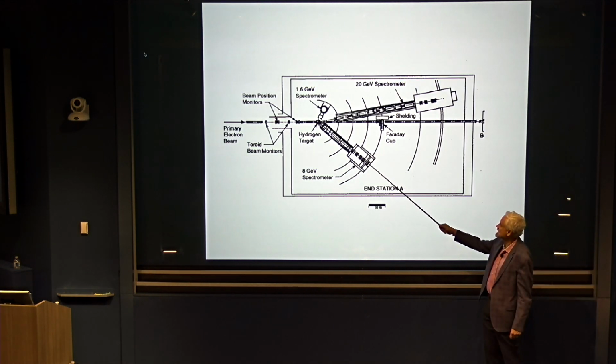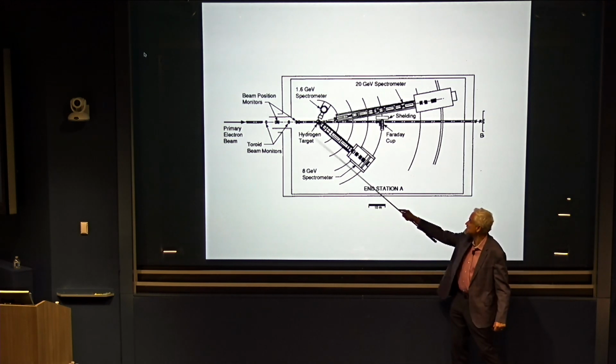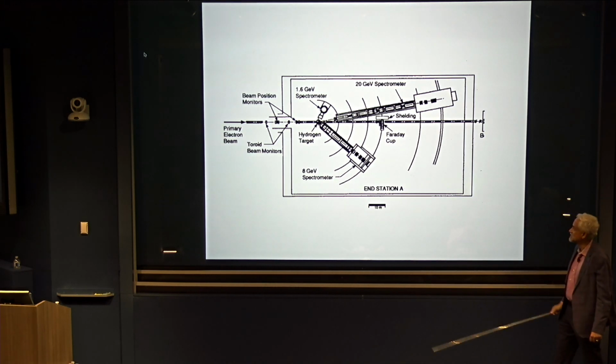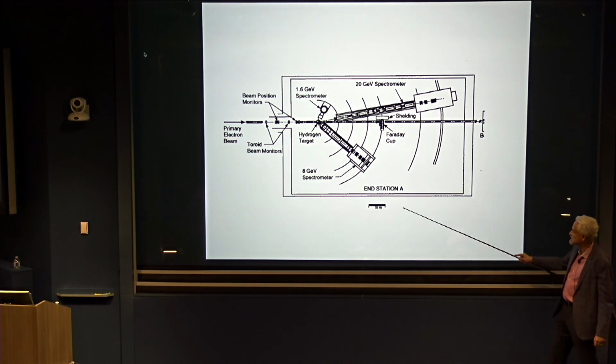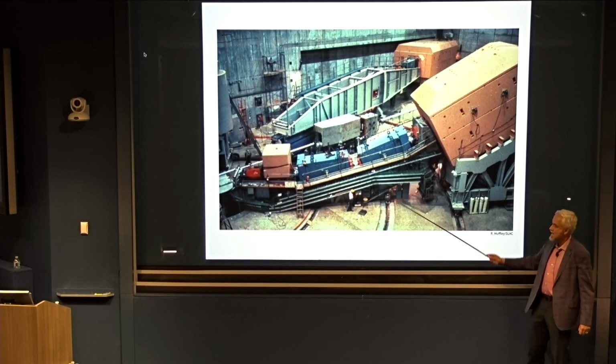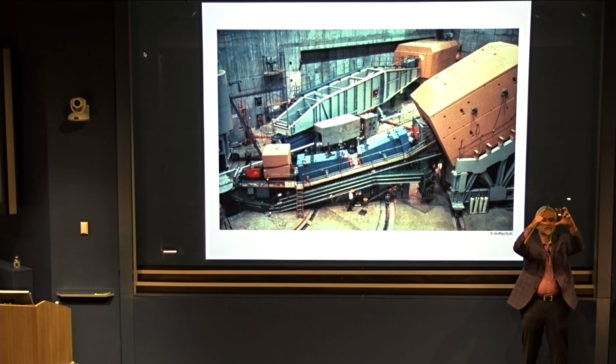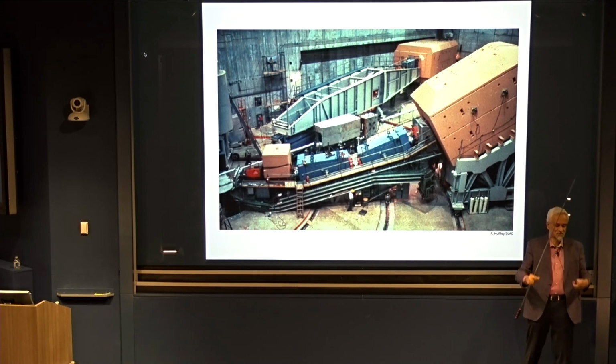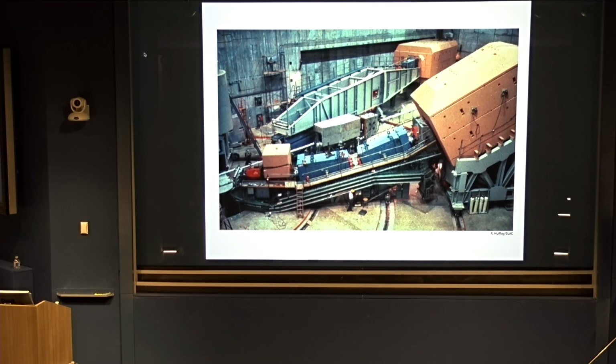Here was their target. The electron comes in from the left, and you look for the electron scattering with these devices, which are tens of meters in size. Here's a photograph of the actual apparatus with a person there. Rutherford's apparatus was about this size. So science had become bigger from the 1910s to 1968.